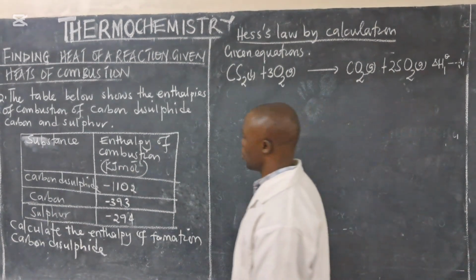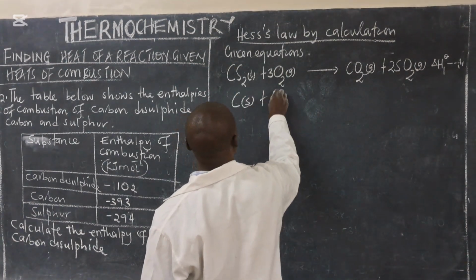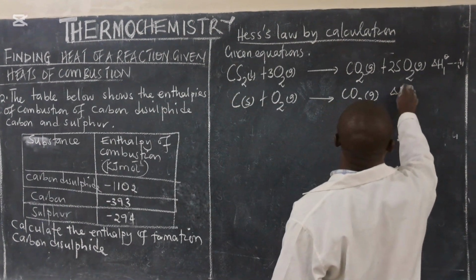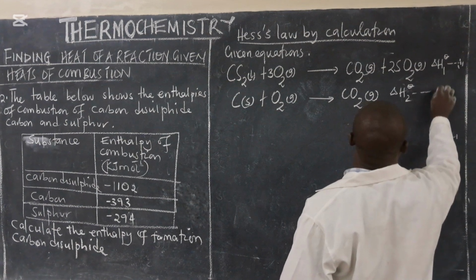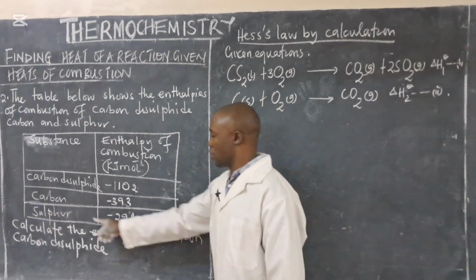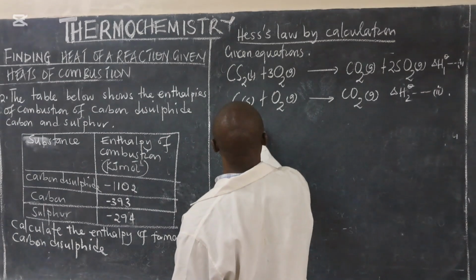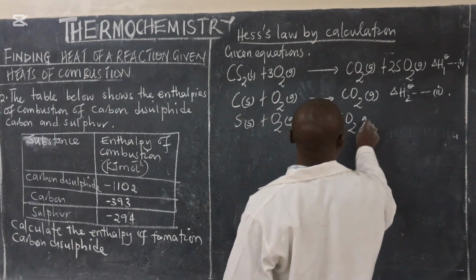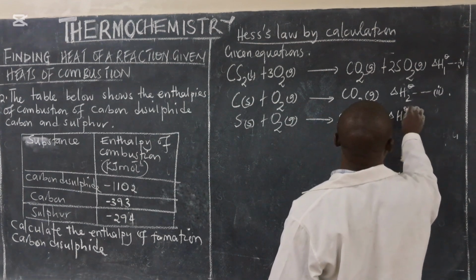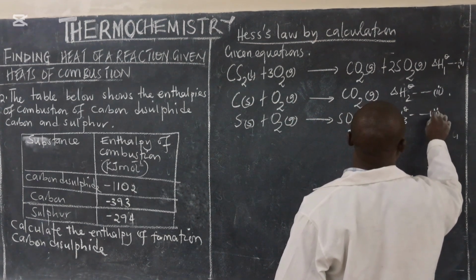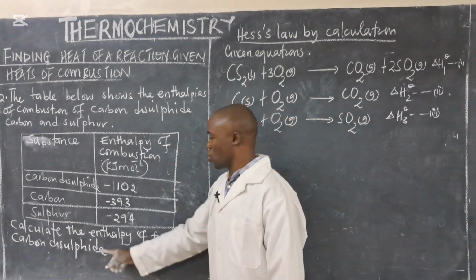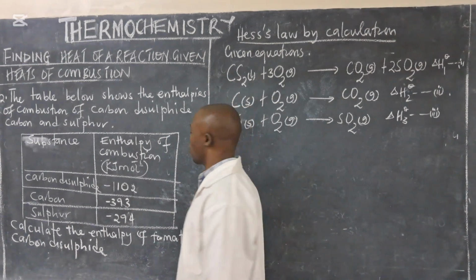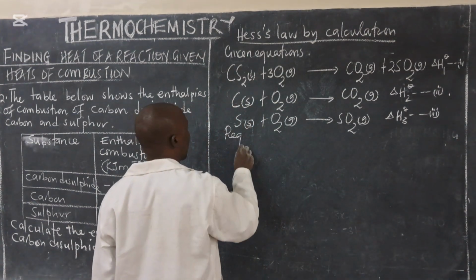Now let's burn carbon. If you burn carbon, we get carbon dioxide. Call this standard enthalpy change to equation 2. Then we burn sulfur here. So if you burn sulfur, we get sulfur dioxide gas. Call this standard enthalpy heat 3. So let's also write now the required equation. Calculate the enthalpy of formation of carbon disulfide. So we form that. So check required equation.